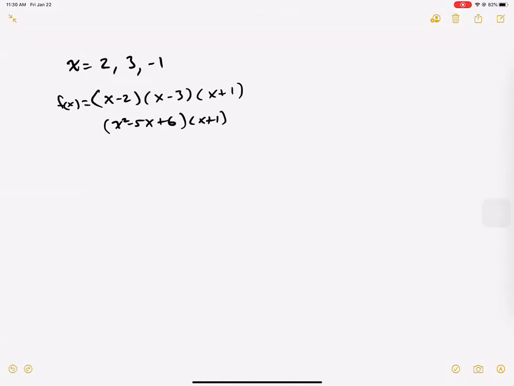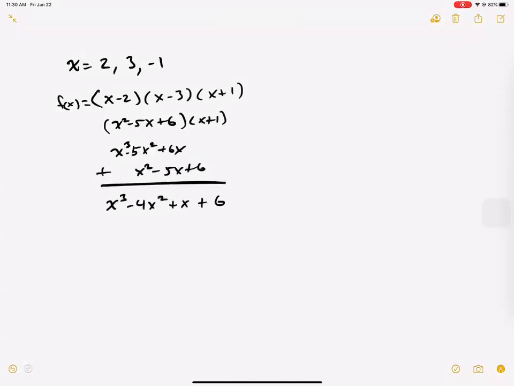And I'm going to multiply this out again. x cubed minus 5x squared plus 6x. And then multiply this by 1. We have x squared minus 5x plus 6. And we end up with x cubed minus 4x squared plus x plus 6. And this is where we're going to start our story today.